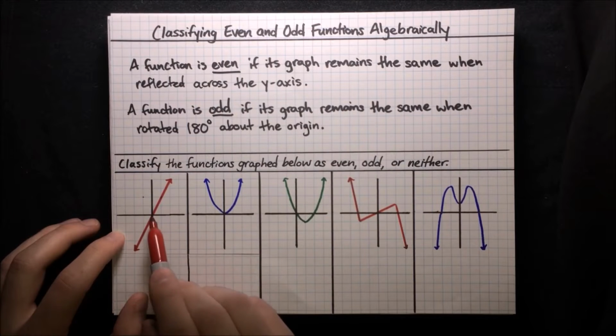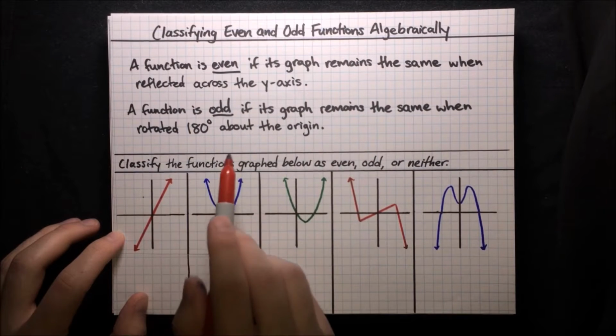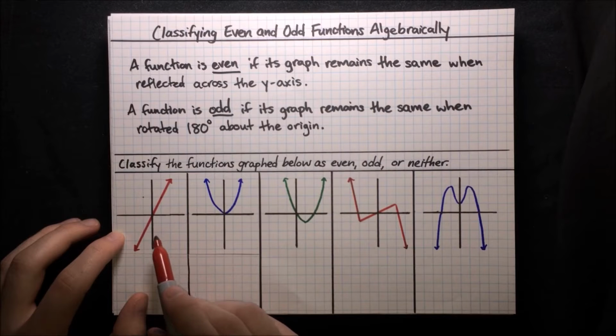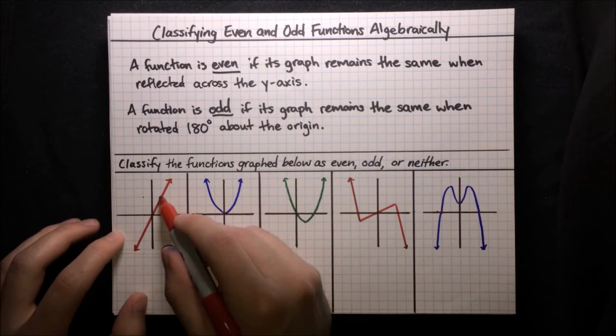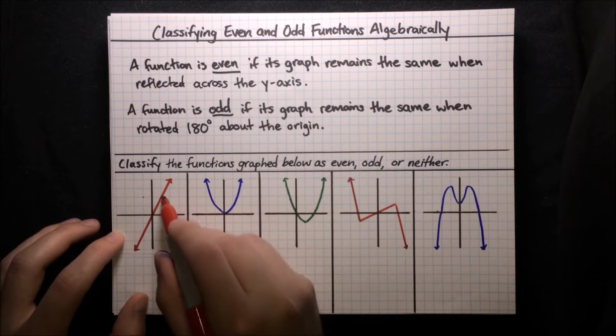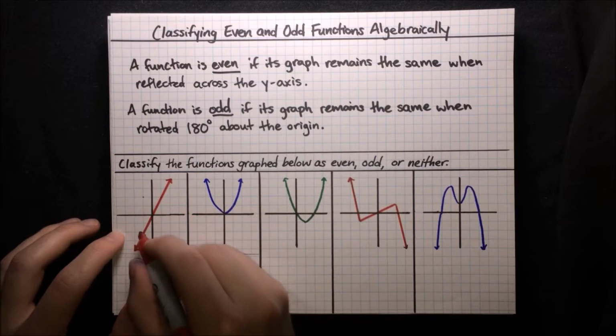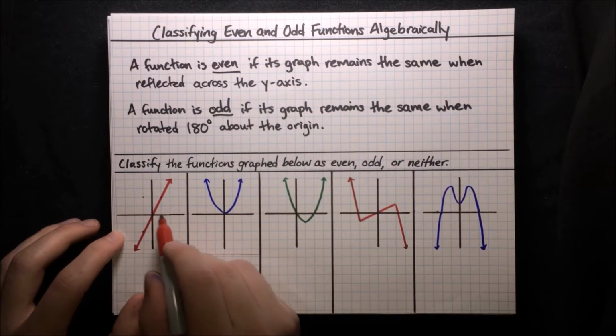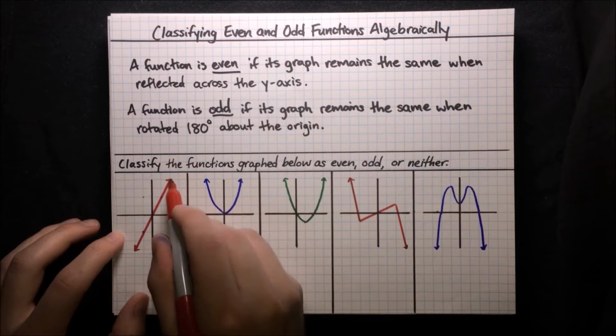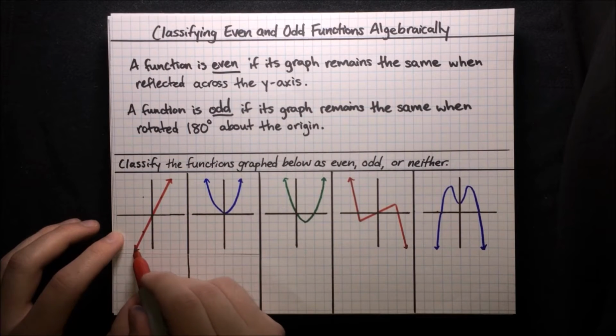So for this function, does the graph remain the same when rotated 180 degrees about the origin? Well, let's do this again with that one point, 1, 2. Let's rotate that 180 degrees about the origin, and that flips down to here, -1, -2, and that is indeed on the function, so that's good. Maybe let's take another point, 2, 4. That point rotated 180 degrees about the origin goes to -2, -4, and that is also on the function.